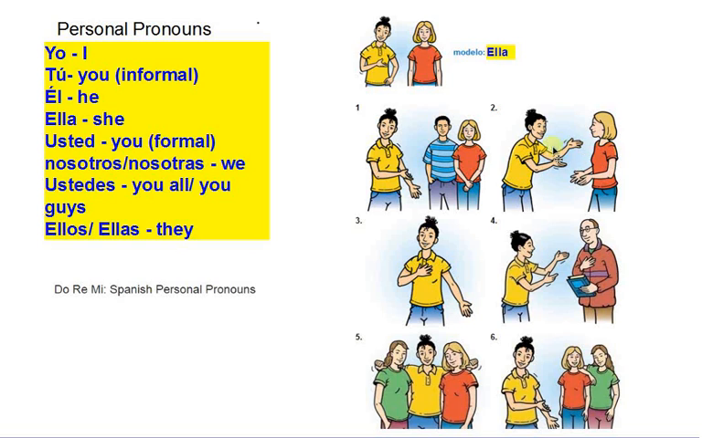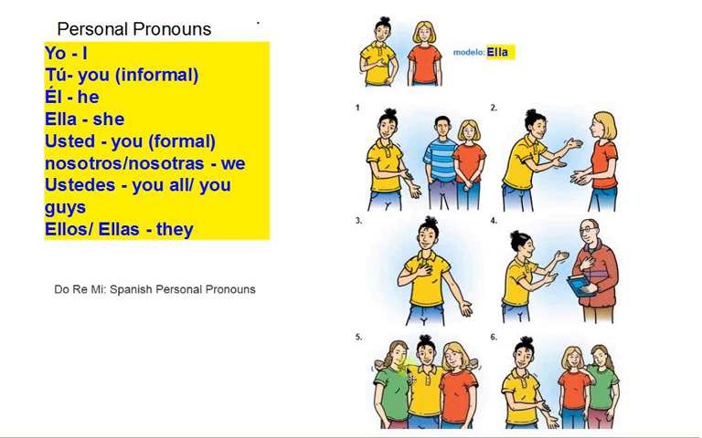Now here, Maria is talking to a girl and they seem to have the same age. So I would use informal. So she might be using tú, you. Here, Maria is talking about herself, so she needs to use yo. Number 4, she's talking to somebody who looks much older than her, so she needs to show respect, so she cannot use tú, she needs to use usted.